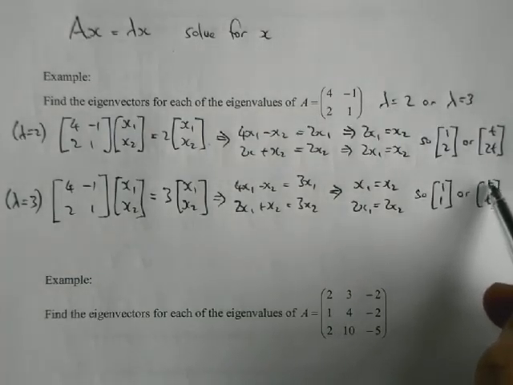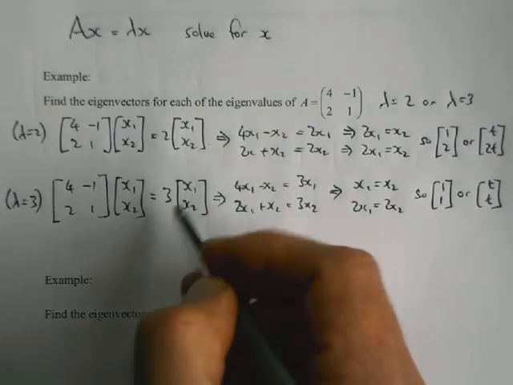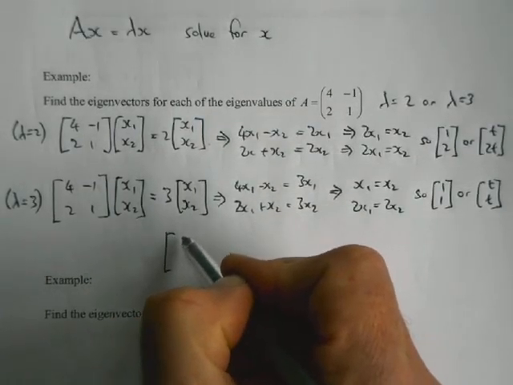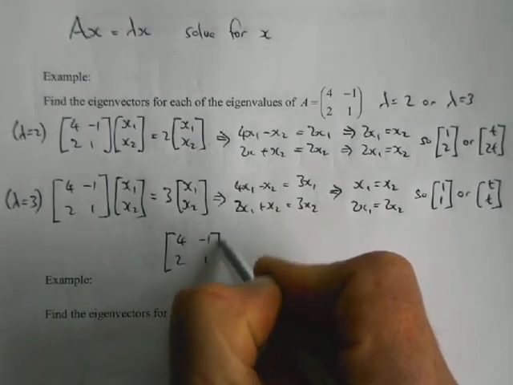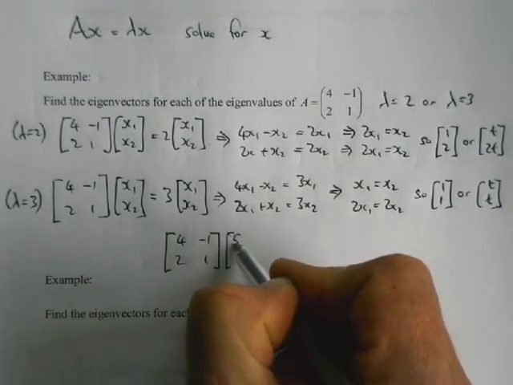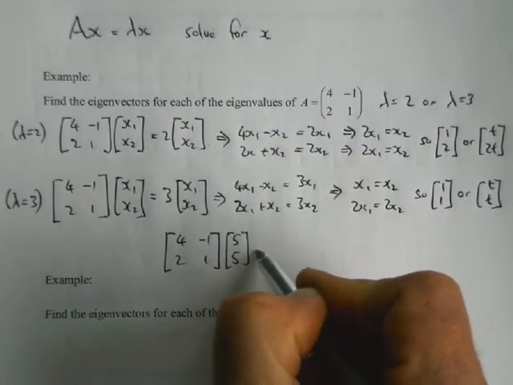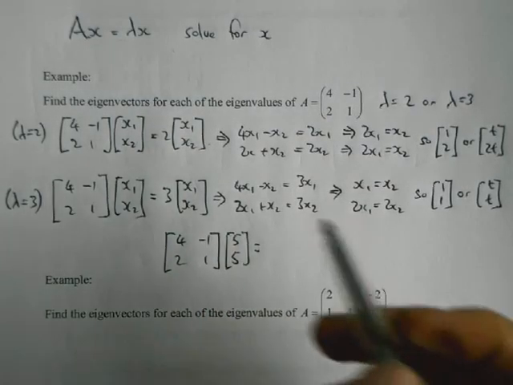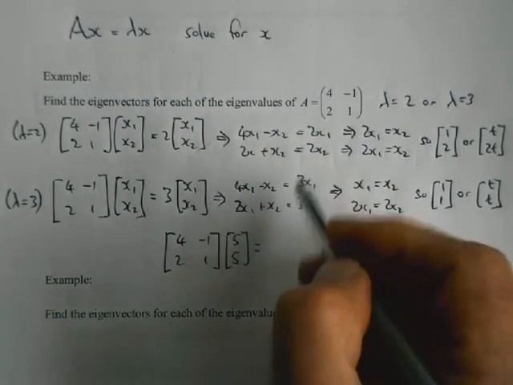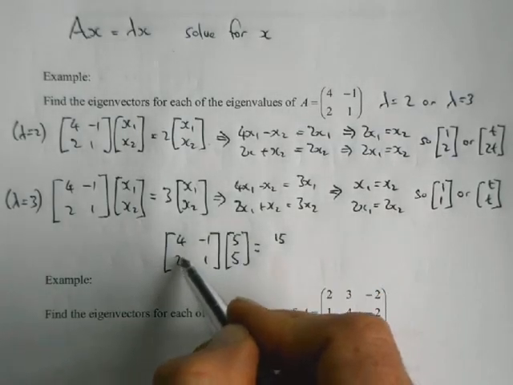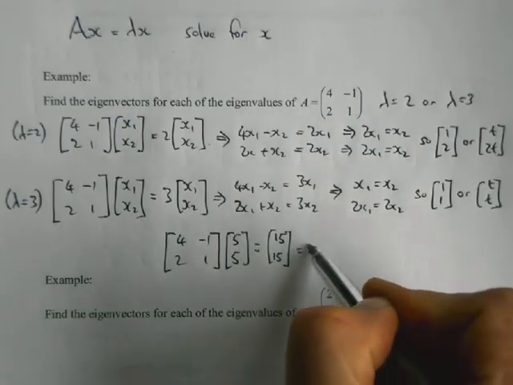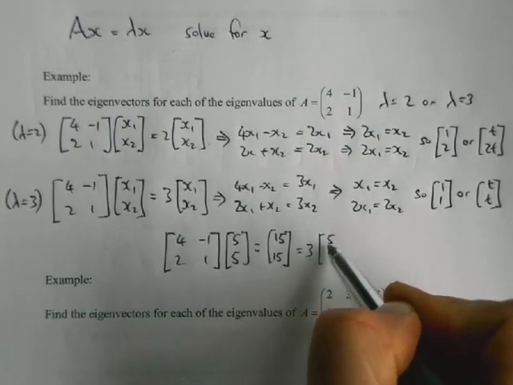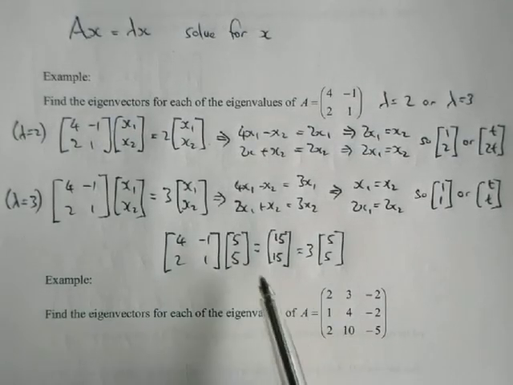And just to show you what I mean by this, let's just pick a random one, like (5, 5). So if we take our original matrix, (4, -1; 2, 1), and if we multiply it by the vector (5, 5), it should come out to be (15, 15). So we get 20 minus 5 is 15, and 10 plus 5 is 15. Okay, which is obviously 3 lots of (5, 5).